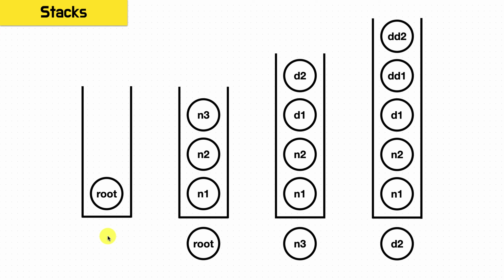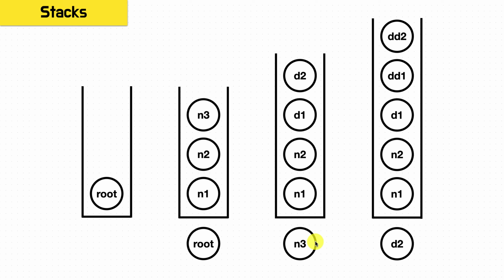So you start here at the root node. You add it to your stack. Then the root node has 3 neighbors, so we push neighbor 1, neighbor 2, and neighbor 3 to this stack. Then we pop the top neighbor off the stack. Now we're visiting neighbor 3. Well, neighbor 3 has 2 additional neighbors. So we add deeper 1 and deeper 2, that's what we're calling this node's neighbors, to the stack.